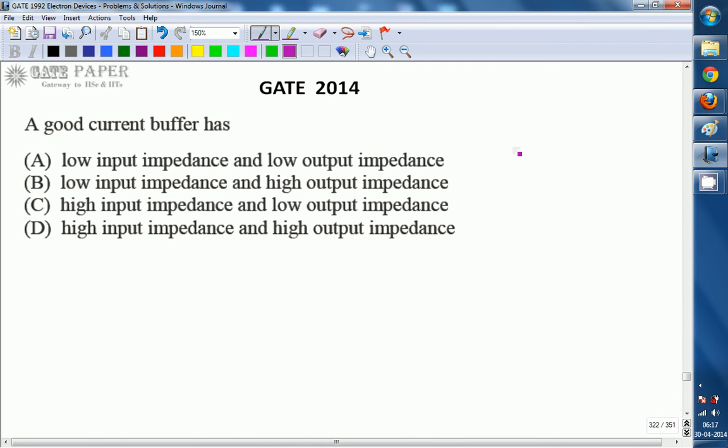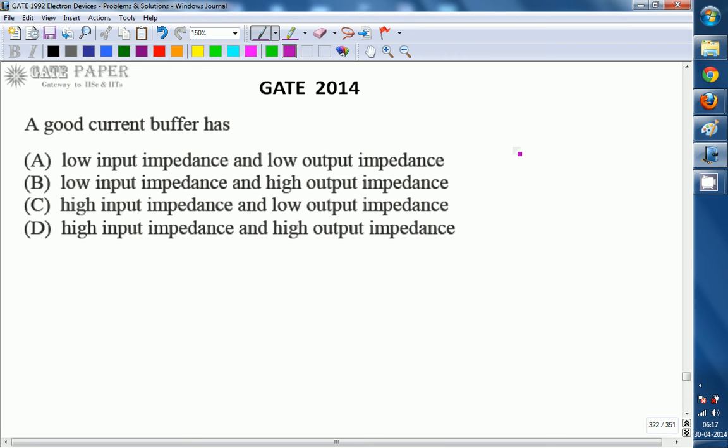Hello, we are discussing the GATE 2014 ECE paper, and this question is related to electronics. A good current buffer has: A, low input impedance and low output impedance; B, low input and high output impedance; C, high input and low output; whereas the last one is high input impedance and high output impedance. What are the characteristics of a good current buffer in terms of input impedance and output impedance?